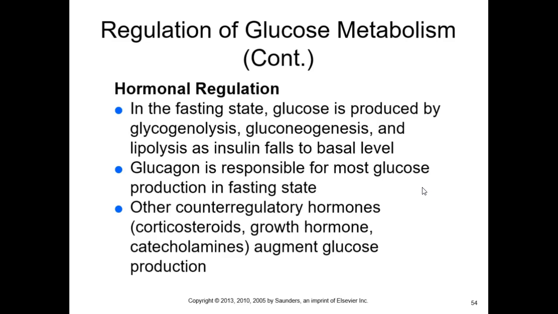Other counter-regulatory hormones, corticosteroids, growth hormone, catecholamines, augment glucose production. So between glucagon, cortisol, growth hormones, epinephrine, norepinephrine, those things will act synergistically to increase blood glucose levels. And remember our synergism chart, it's not additive, it's synergistic. 2 plus 2 plus 3 equals 50, right?